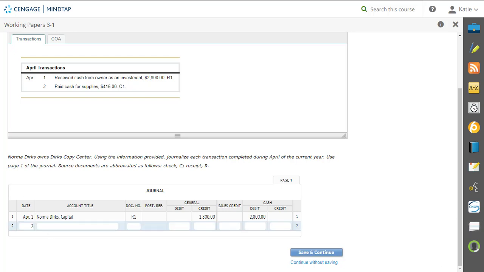So under account title, I'm going to write supplies. What is my source document, Isaiah? Do you know that? Yes. It says right at the end of the transaction, C1. Now, Isaiah, supplies is what type of account? Asset, liability, owner's equity, revenue, or expense? Yes, it is. Do we have more supplies or less supplies? More supplies. So that means my supplies has to go up. So I'm going to debit my supplies $415.